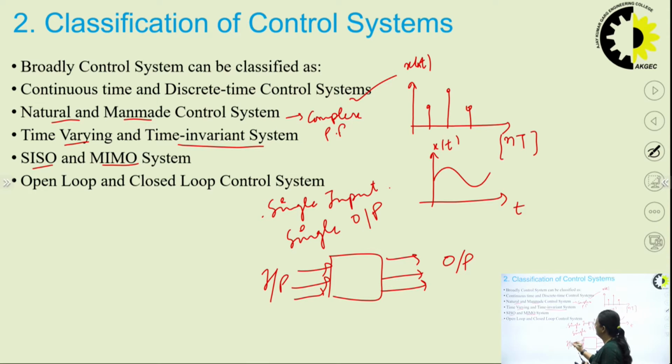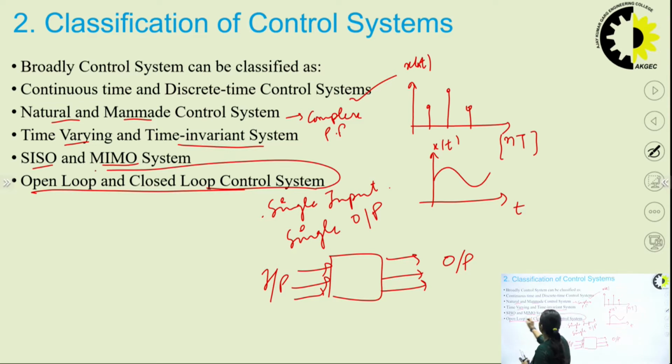And the last one is the open loop and closed loop system. This is a very important type of control system, which is frequently asked in the examination.